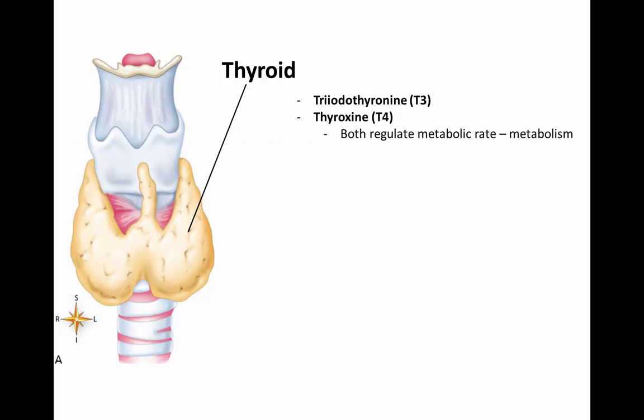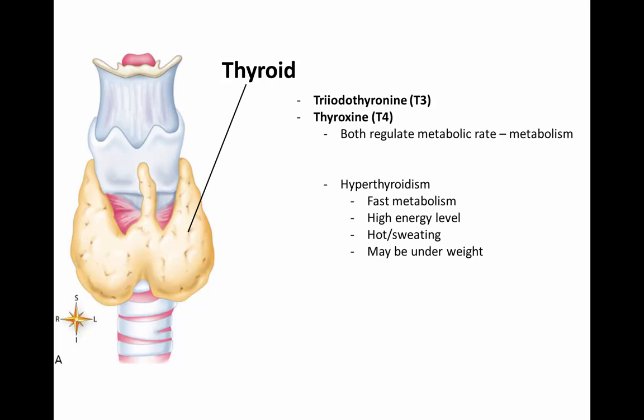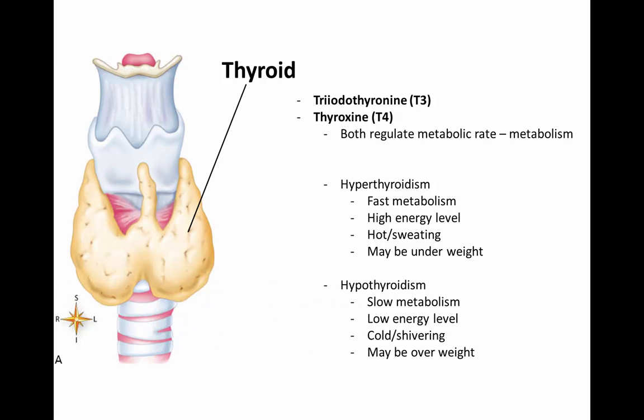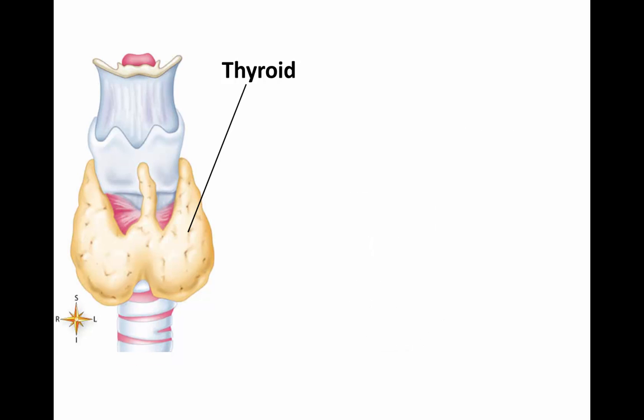Both regulate metabolic activity, your metabolism. Someone with hyperthyroidism has a fast metabolism, a high energy level. They may be hot and sweaty and may be underweight. Someone with hypothyroidism has a slow metabolism, therefore having low energy levels. They may be cold and shivering and may be overweight.